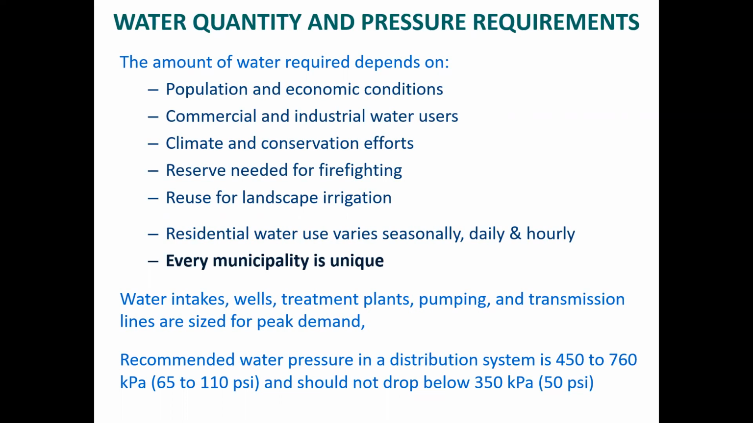So all these things go into a massive formula when they're trying to figure out how much water is needed. And usually when they make the water plant, they're going to overcompensate for this, right? They're thinking about future growth or unknown future uses and so on. And you can see the water pressure that they're looking for in a distribution system. There are actually pressure values that they're looking at, about 450 to 760 kPa. And they don't want it to drop below a certain amount.